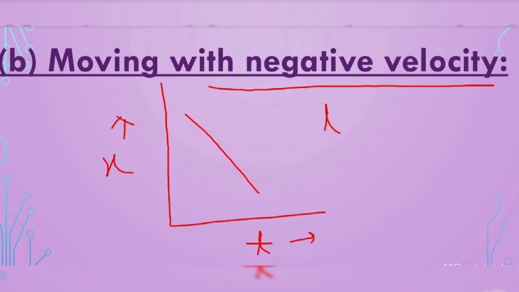Case second is when the object is moving with negative velocity, then the position time graph is like this. As the time increases, position decreases. So, the velocity will be constant and hence negative. That is, a line with negative slope represents that the particle returns towards the point of reference. That is negative displacement.